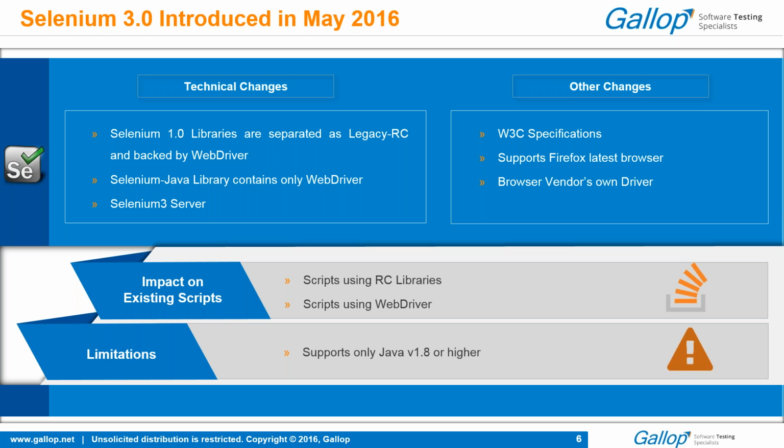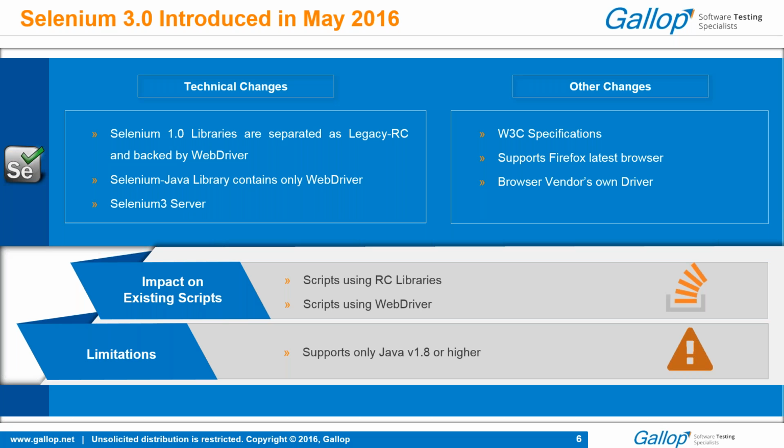Okay. So now we'll see how this impacts some of the existing automation scripts, or whoever is planning to migrate to 3.0. So what does this change mean? Whoever was already using WebDriver, this change does not impact much because they can continue to use WebDriver, but definitely it is recommended to move to Selenium 3.0 because it has a clean version of Selenium Java. Selenium 3.0 works with only Java 1.8 or higher. Let's talk about this change a little later, and let's continue discussing the impact on existing scripts.